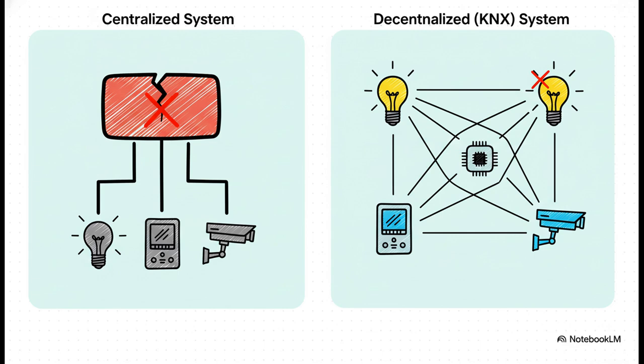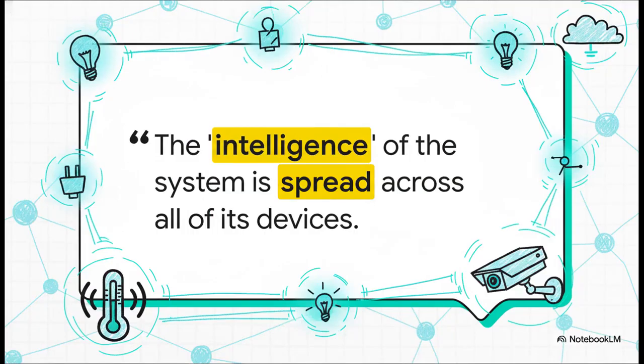It's unbelievably resilient. And this right here is the absolute key. The intelligence isn't stuck in some box in a closet somewhere. It's spread out, distributed through the entire network. And that's what makes the system so tough, so flexible, and so much more reliable, especially for things you really count on, like your heating or your security.